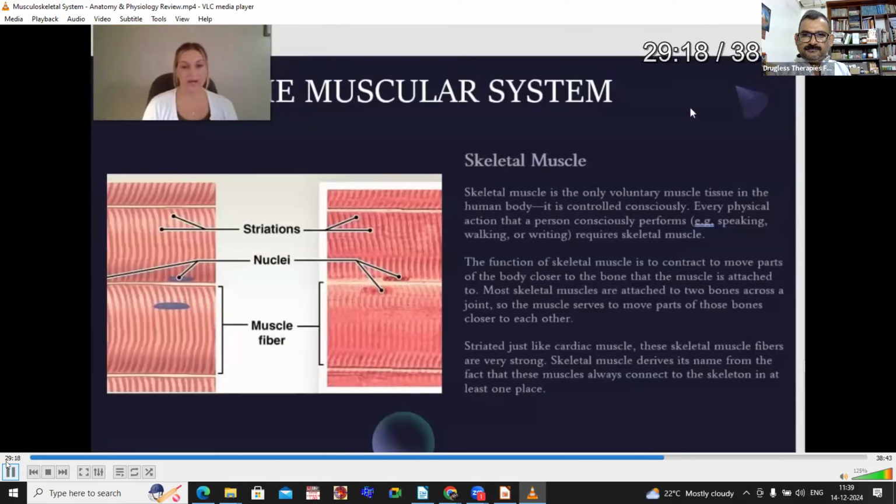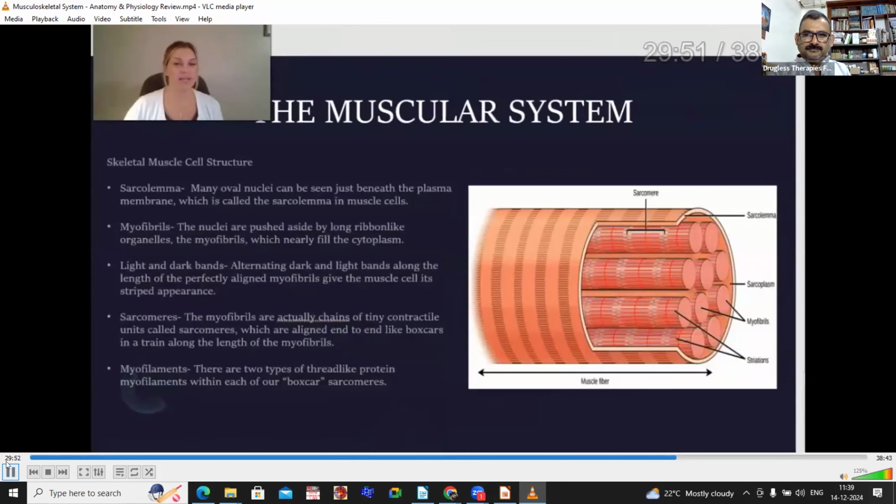These skeletal muscle fibers, I think that it's important to talk about skeletal muscle cell structure. So we have the sarcolemma. Not required. Muscle cells.